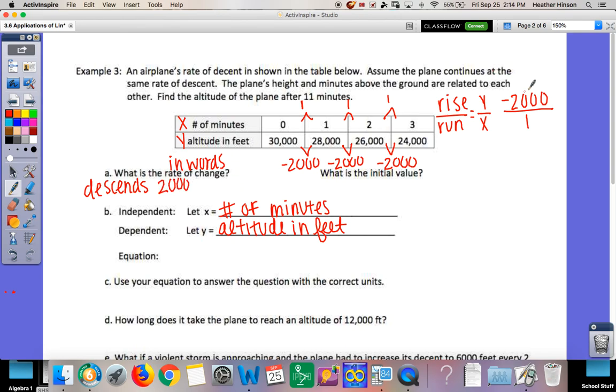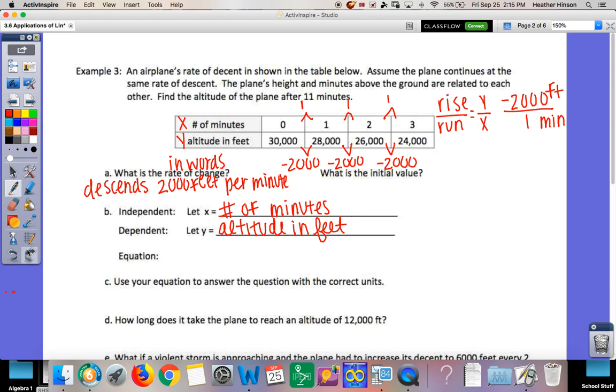Y was feet, if you go back to your variables, and x is minutes. So 2,000 feet per minute. Always use one of your rate words: per, each, or every. It descends 2,000 feet per minute.